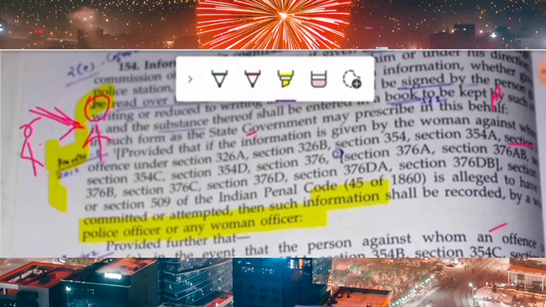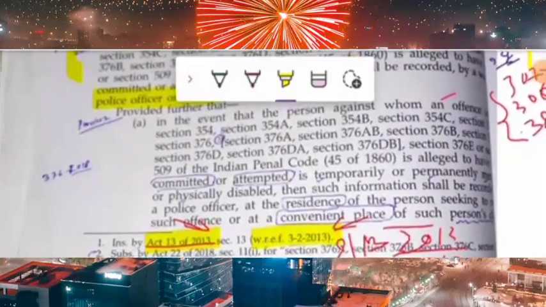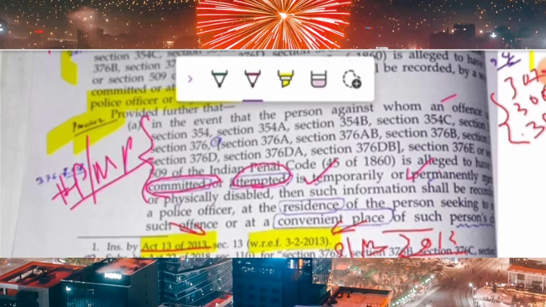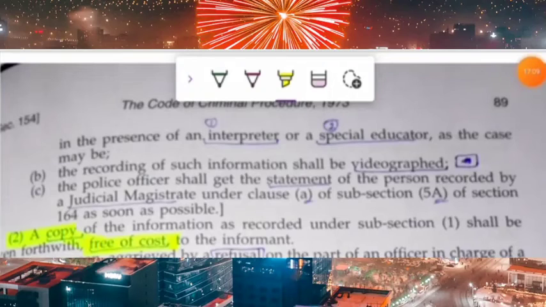Then the second proviso, provided further. Rules of interpretation: in the event that the person against whom an offence under this section is alleged to have been committed or attempted is temporarily or permanently, mentally or physically disabled, then such information shall be recorded by a police officer at the residence of the person or any other convenient place, in the presence of an interpreter or special educator. The recording of such information shall be videographed.